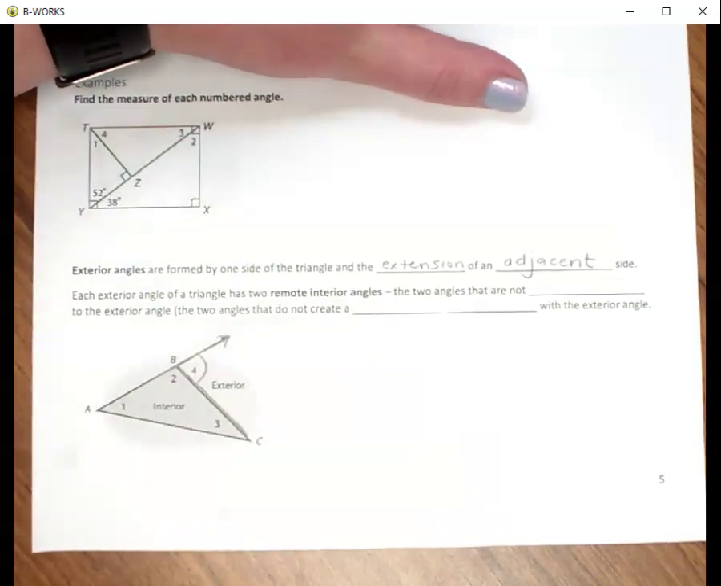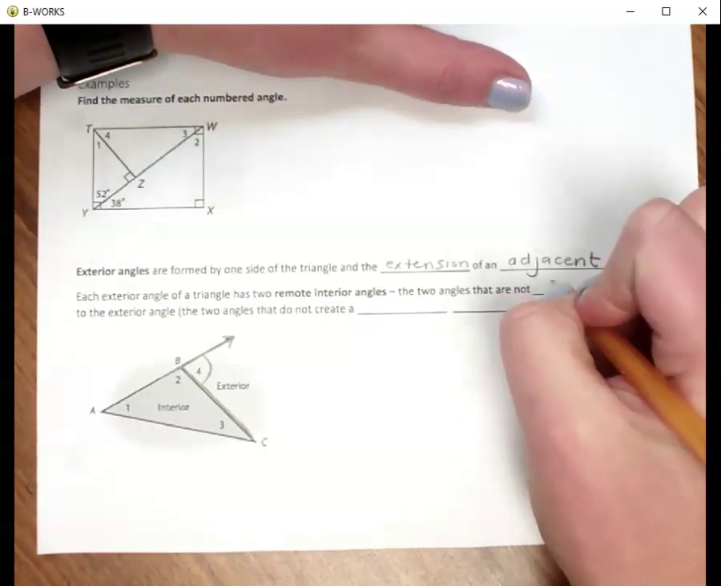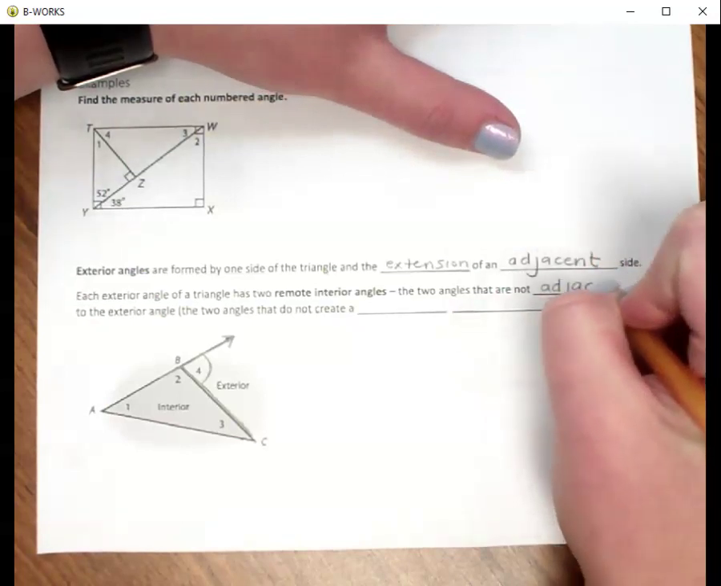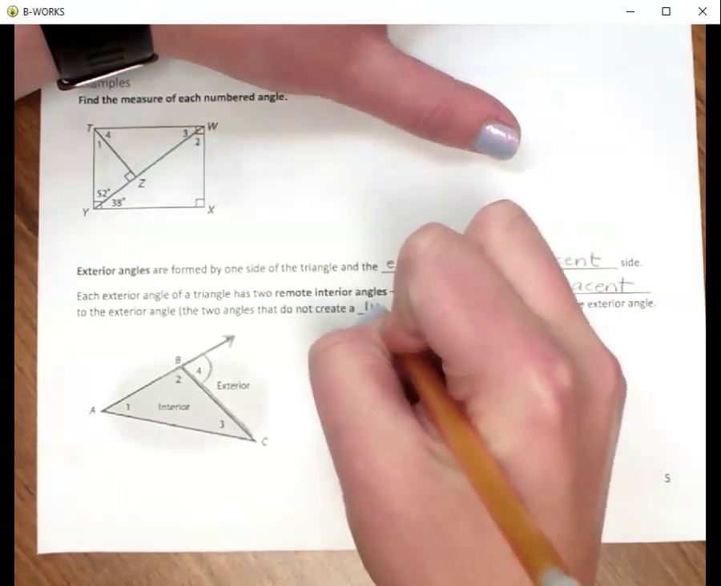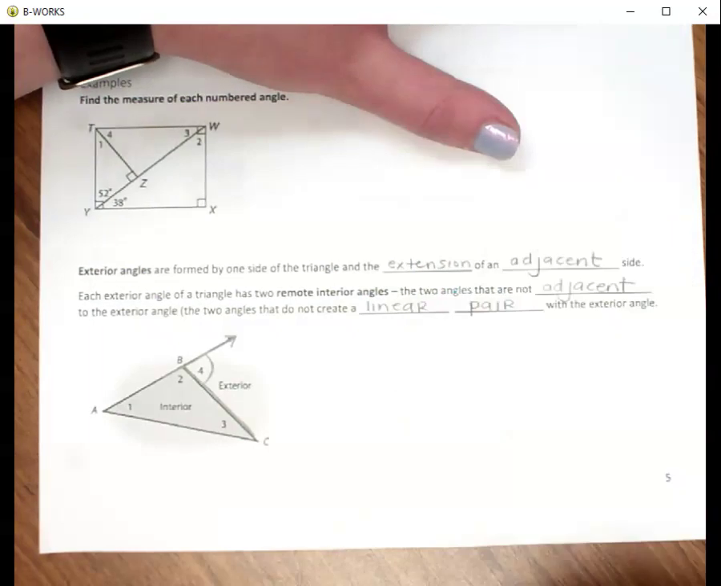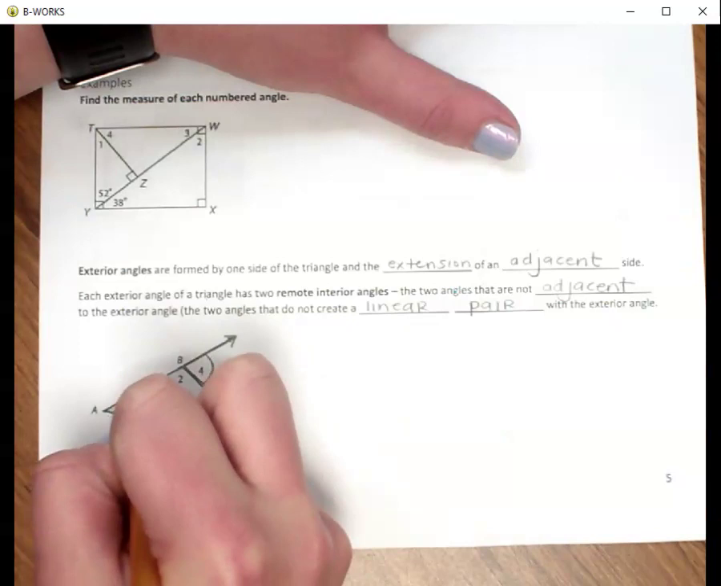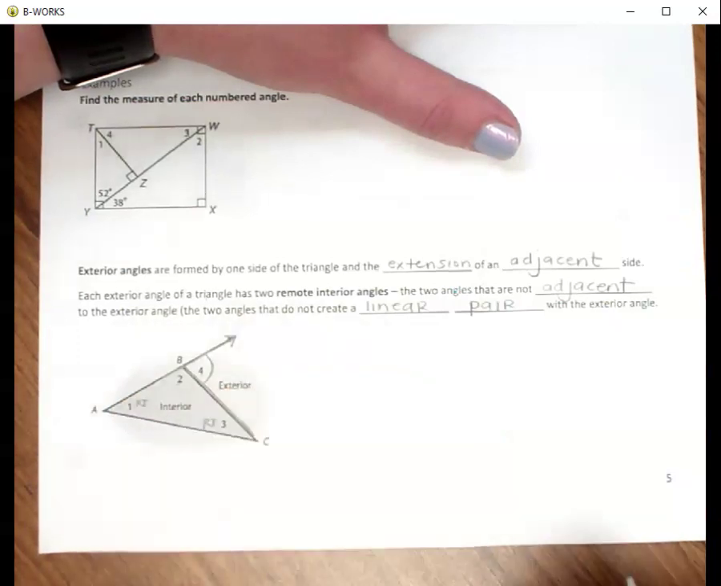Now, each exterior angle of a triangle has two remote interior angles. They are the two angles that are not adjacent to that exterior angle. They are the angles that don't create a linear pair. So angle 2 creates a linear pair with angle 4, but angle 1 is a remote interior angle and angle 3 is a remote interior angle.